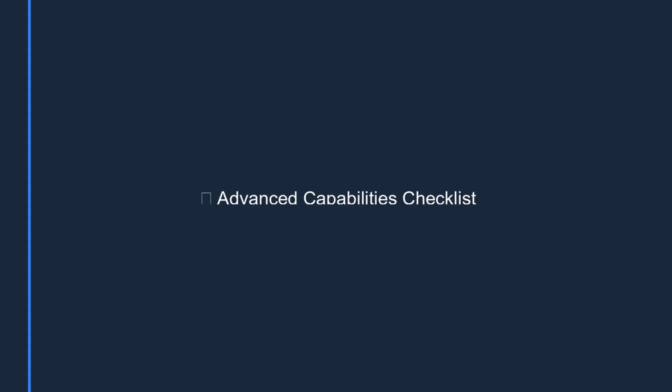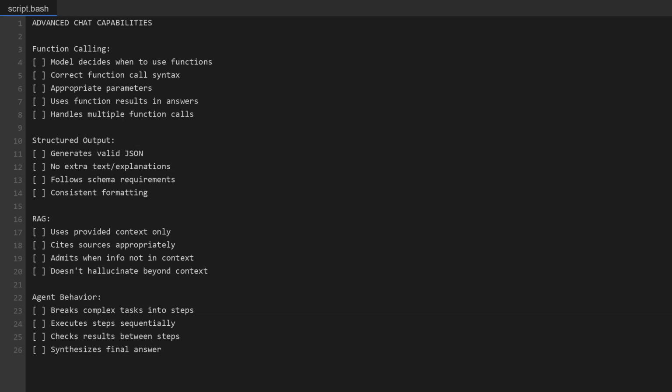Advanced Capabilities Checklist. Before moving on, run through this checklist against your implementation. For function calling, does the model correctly decide when to invoke a tool, use the right syntax and parameter names, and handle multi-step sequences without skipping steps? For structured output, does the model emit valid JSON with no surrounding text every time across varied inputs?